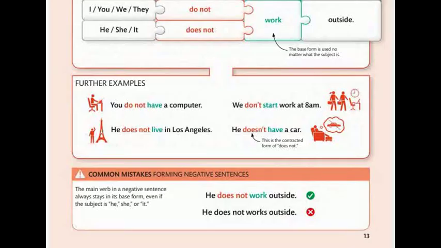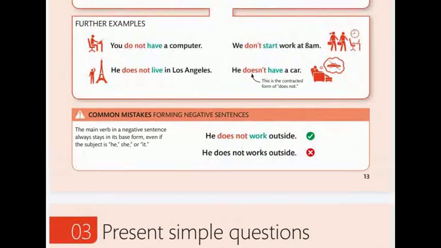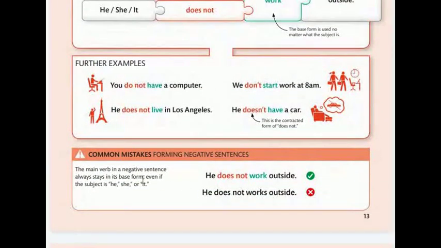Common mistakes forming negative sentences. The main verb in a negative sentence always stays in its base form, even if the subject is he, she, or it. He does not work outside. Negative form.